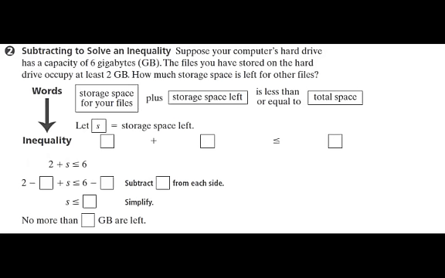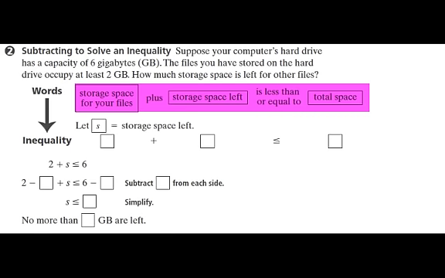Subtracting to solve an inequality. Suppose your computer's hard drive has a capacity of 6 gigabytes. The files you have stored on the hard drive occupy at least 2 gigabytes. How much storage space is left for other files? In words, we have the storage space for your files plus the storage space left is less than or equal to the total space. Now we can substitute in what we know.